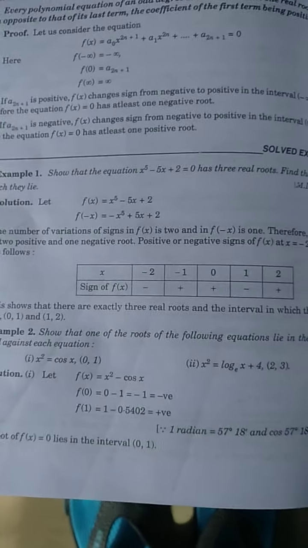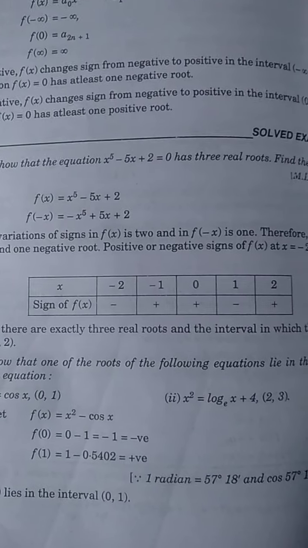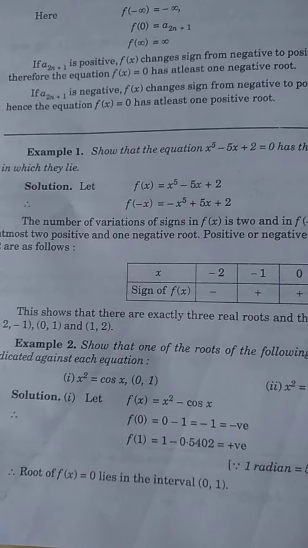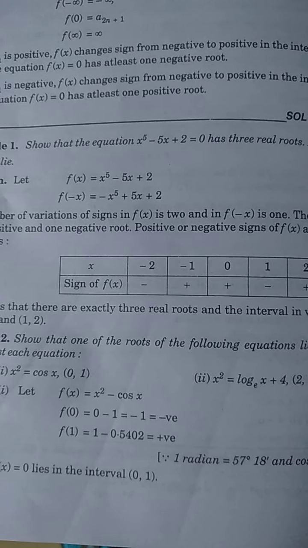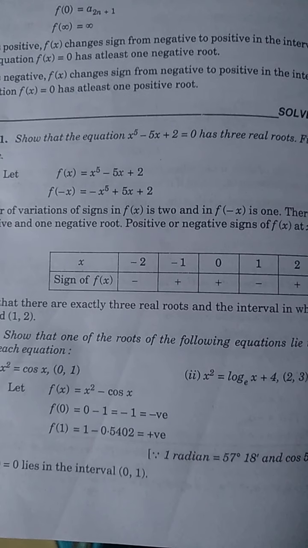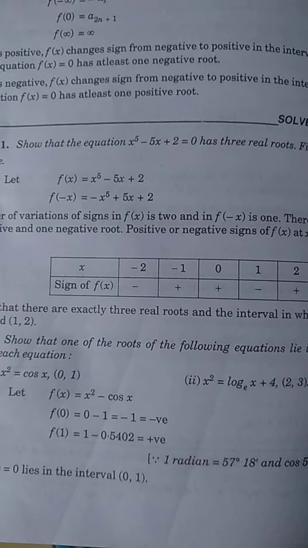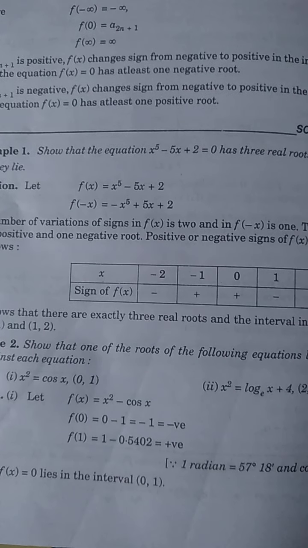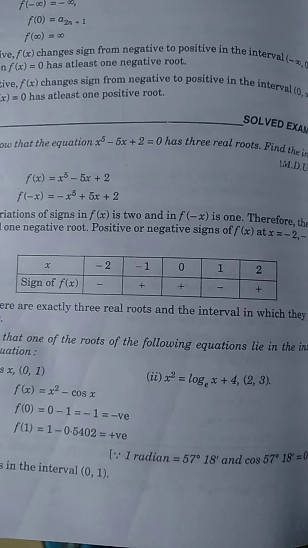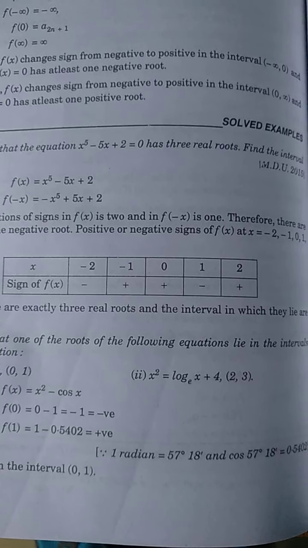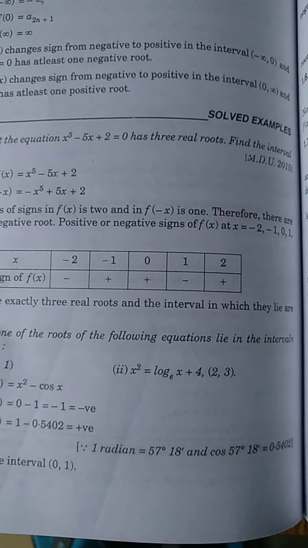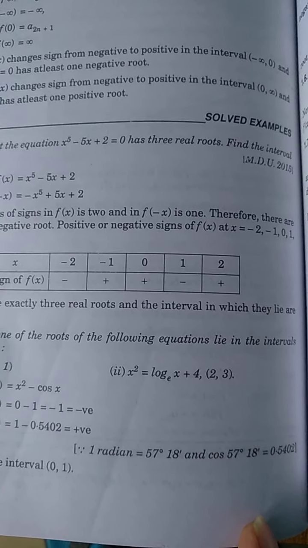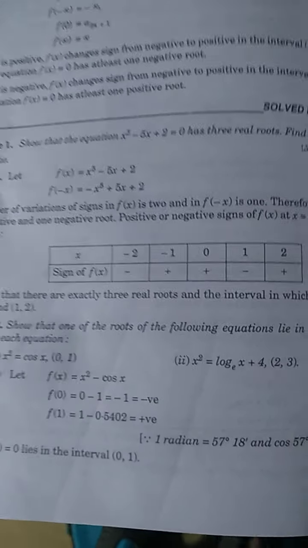f of 0 is equal to 0 minus 1, which is minus 1, negative. f of 1 is equal to 1 minus 0.5402. We put 1 in this expression, x square minus cos x. Cos 1 is from the table: 1 radian is 57 degree 18 minutes, and cos 57 degree 18 minutes is equal to 0.5402 from cosine tables.